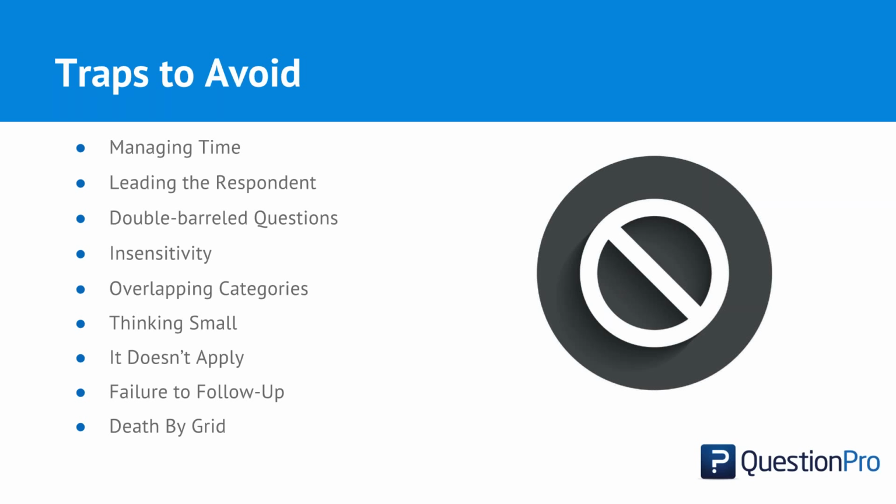Another trap to avoid is thinking small. The level of granularity in your data directly affects what you can do with that data on the analysis side. If you're working with range categories, think of income, age, or amount spent, it's better to go bigger than it is smaller, because you can always collapse categories down during data analysis. You cannot go that way in reverse.